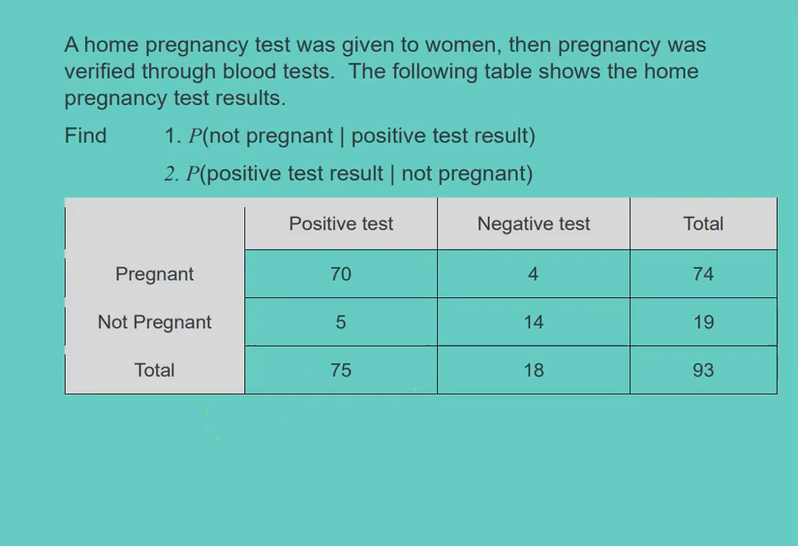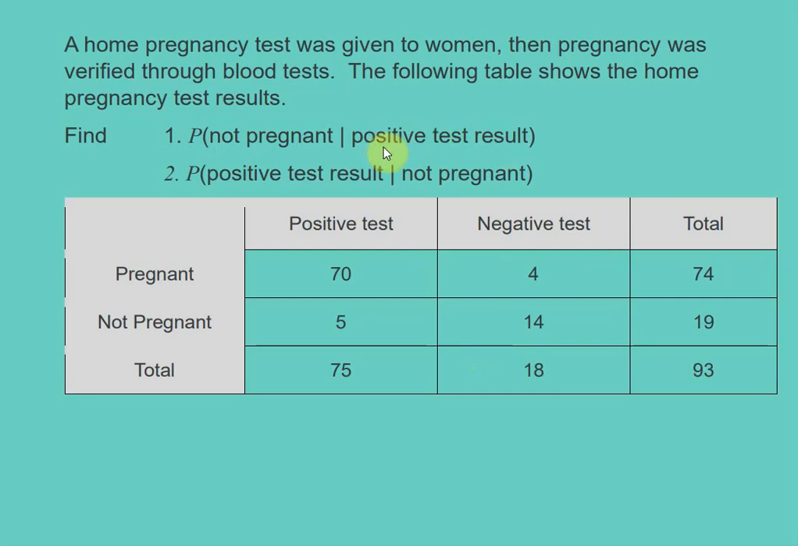Let's look at conditional probability when using a table or a chart. A home pregnancy test was given to women. Then pregnancy was verified through blood tests. The following table shows the home pregnancy test results. Number 1, find the women that are not pregnant given they had a positive test result. When we are looking for the probability and we have a given, we're going to concentrate on that first. So we look at the given, and that's going to tell us what row or column to look in.